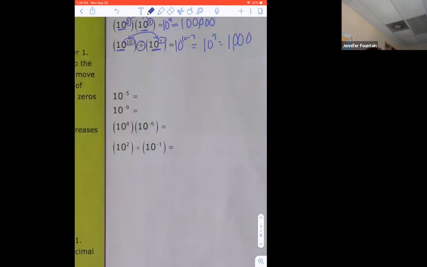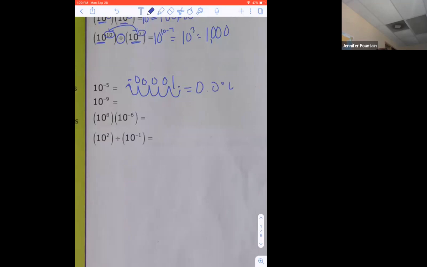All right, so 10 to the negative 5th power. Remember, I'm going to start with a 1. And right now, my decimal is to the right of 1. So having that negative 5th power means I need to move my decimal 5 places to the left and then backfill with zeros. So 1, 2, 3, 4, 5 is where my decimal needs to move. So each of these places, I put a 0. So I've ended up with 0 decimal, 1, 2, 3, 4 zeros and a 1.